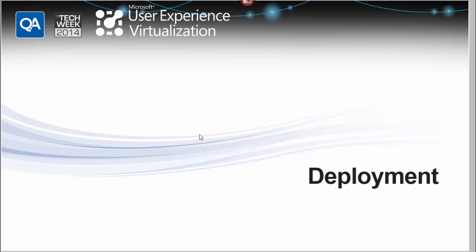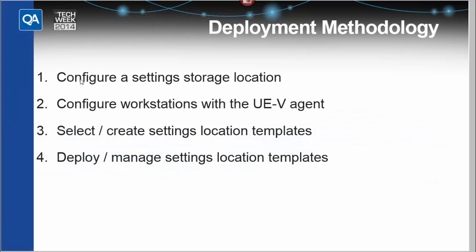Okay, so what we're going to look at next then is the deployment options that we need to understand before deploying UEV. There are four main areas that we need to consider here. These are configuring a setting storage location. Remember, that needs to be highly available. We're going to look at configuring the workstation with the UEV agent.